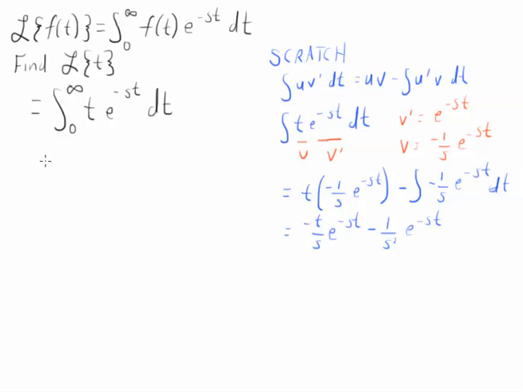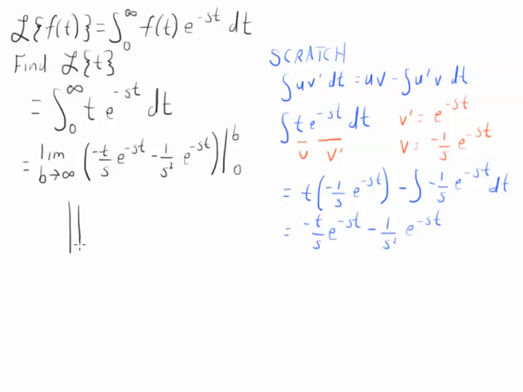That was a whole bunch of scratch work, because now what I can do is I can go over here. Just as a reminder, when we are doing improper integrals, we're actually taking a limit. So this is the limit as b goes to infinity. Here's my antiderivative, minus t over s e to the minus st minus 1 over s squared e to the minus st, evaluated between b and 0. Cool, that's what we want to find. Let's move down here and evaluate that limit.